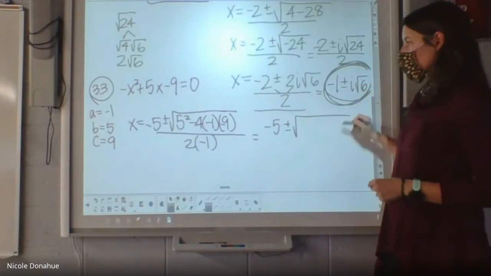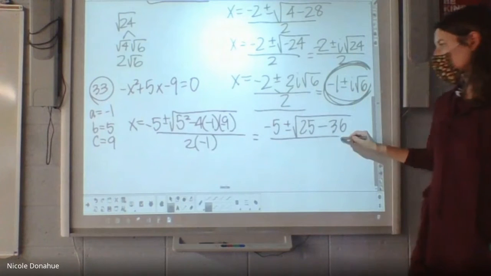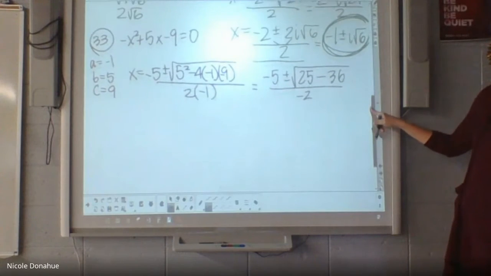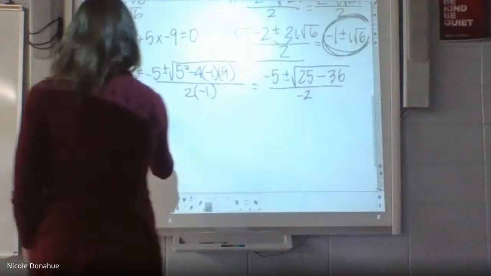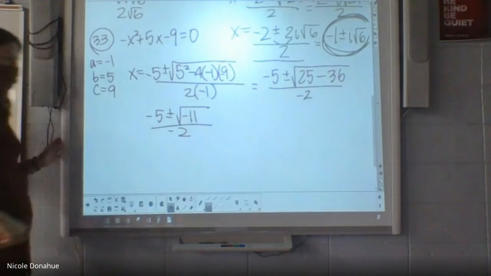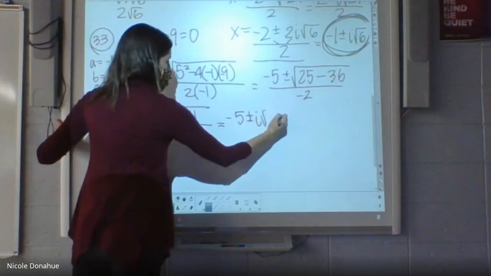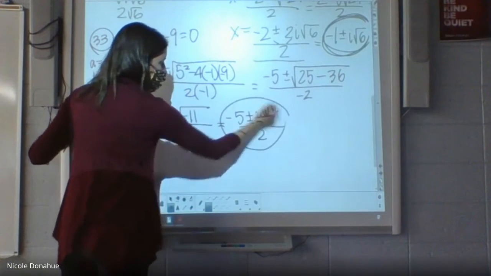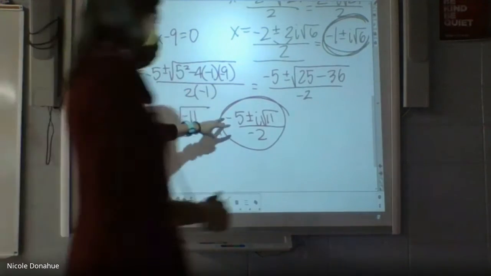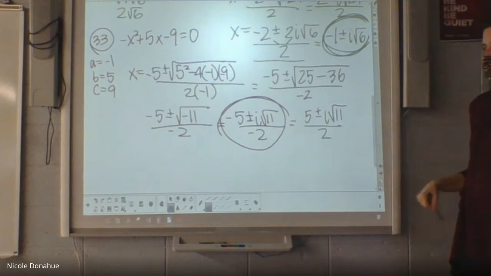Negative 5 plus or minus the square root of 25 minus 36, 4 times 9, all over negative 2. 25 minus 36 is negative 11. So again, with that negative 11, I have to pull that i out. Now, you could leave it this way. I don't believe your book does. I think it changes the sign. The two negatives, they just made it positive. So they might have written it this way, but I'm fine with that first one.